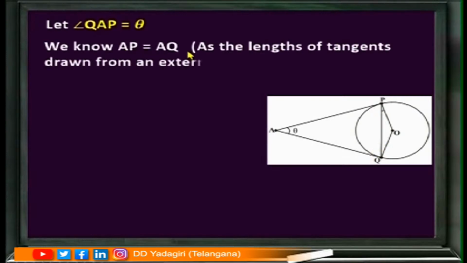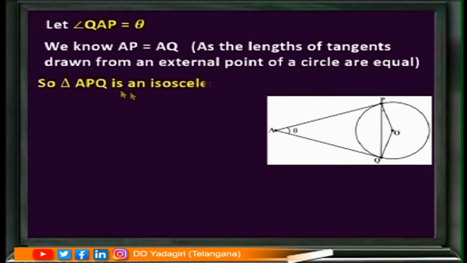We know AP is equal to AQ. Why are they equal? Because the lengths of tangents drawn from an external point of a circle are equal. So, APQ is a triangle which is an isosceles triangle. Why is it an isosceles triangle? Because AP and AQ both are equal. So, I can say if two sides are equal, then their opposite angles are also equal. I can say APQ and AQP are equal, that is, APQ and PQA are equal.